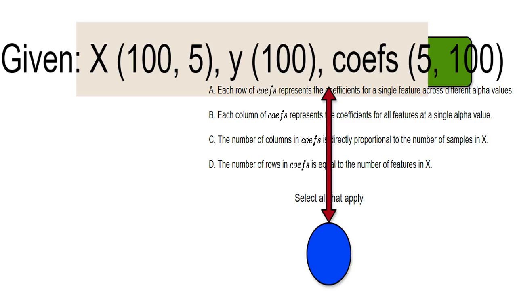This statement is true. Each row in the cofs matrix corresponds to a single feature from the dataset. The values within that row show how the coefficient for that feature changes as the regularization parameter, alpha, changes. I'm essentially seeing the path of each coefficient's value as I adjust the amount of regularization.